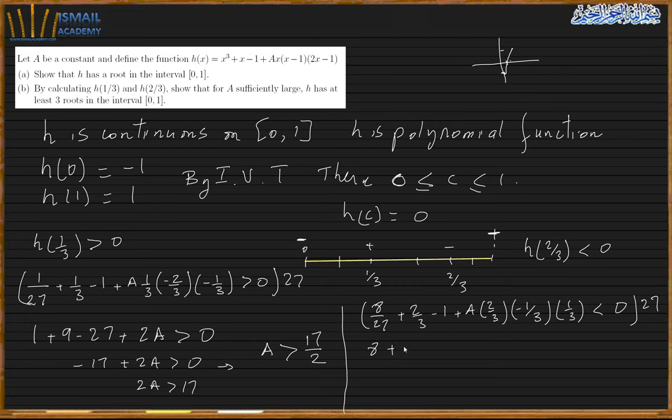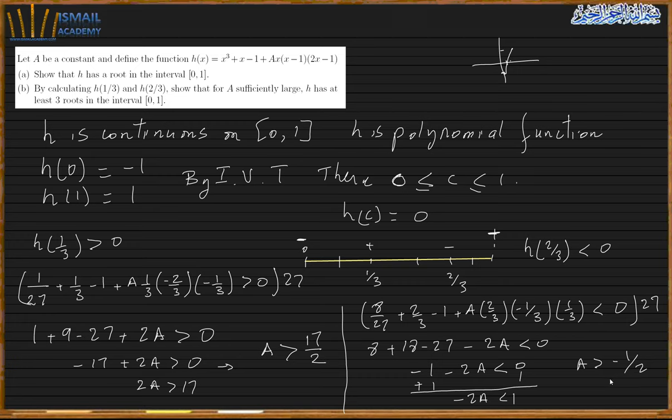So here we'll have 8 plus 18 minus 27 plus, and here 27 will cancel out, so it's going to be minus 2a. It's less than 0. So here it's going to be minus 1 minus 2a is less than 0. So add 1 to both sides, then divide by negative 2. So minus 2a is less than 1, divided by negative 2, so this means a will be greater than minus half. So in order for me to have this negative, a should be greater than negative half.